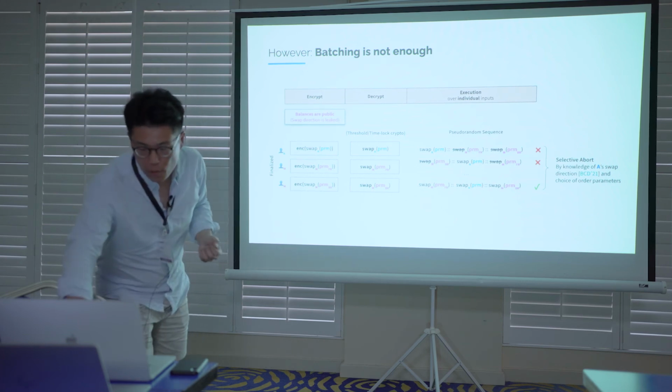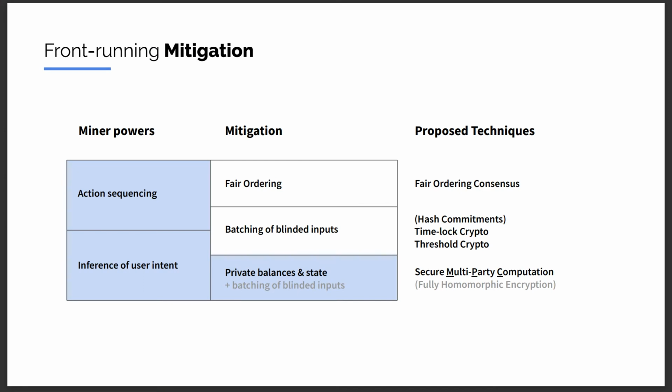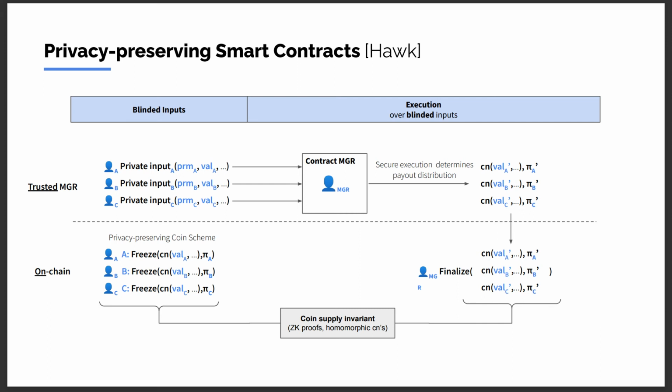So if we need private balances, what can we do? That brings us to the third category. We have private balances and also secret state. The starting point here is the Hawk paper, Privacy Preserving Smart Contracts.